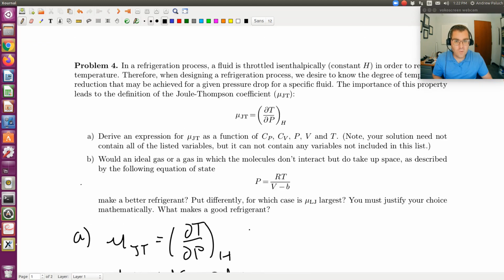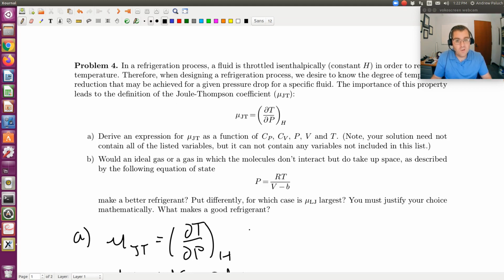We're not going to evaluate the JT coefficient for a fluid that's described by one of our cubic equations of state, because honestly that's a little difficult. We could do it, but it's a little tedious for this screencast. What we are going to look at is the case of an ideal gas, and the case of a molecule which doesn't interact but occupies space. We're going to take our ideal gas equation of state and replace the volume with the free volume, the volume minus the volume occupied by the molecule. We're going to compare those two cases and see if we can gain any insight into what makes a good refrigerant.